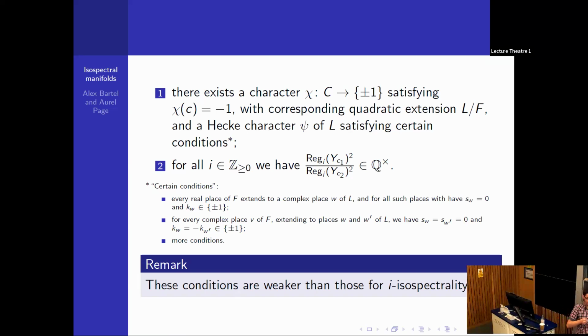So it looks like it's easier for these regulator quotients to be rational than it is for the manifolds to be isospectral. And this should make sense to you because these regulators only see what's going on in homology. So basically harmonic forms, they only see Laplace eigenvalue 0.